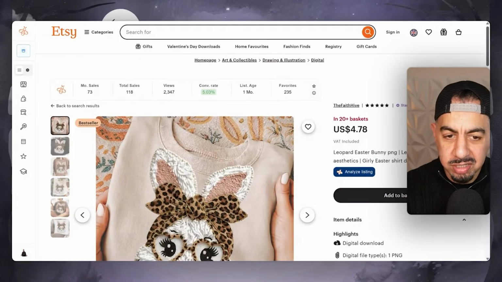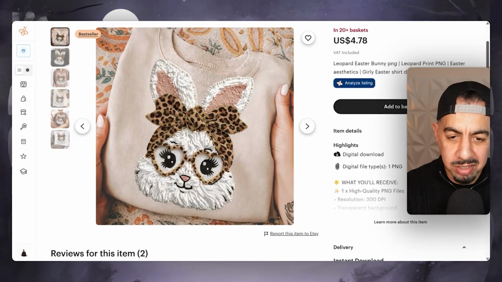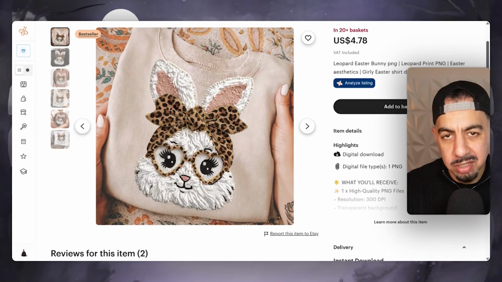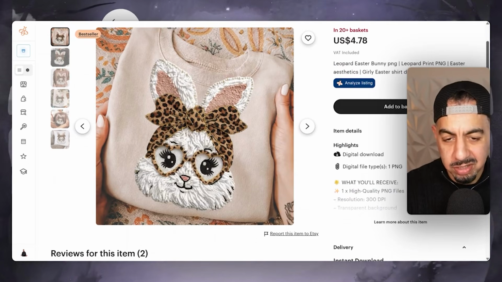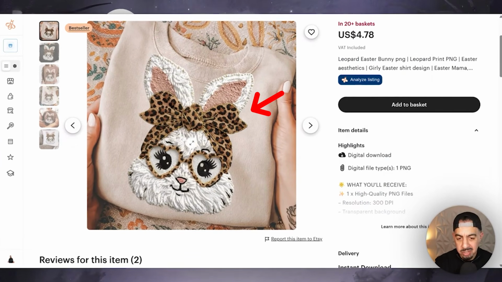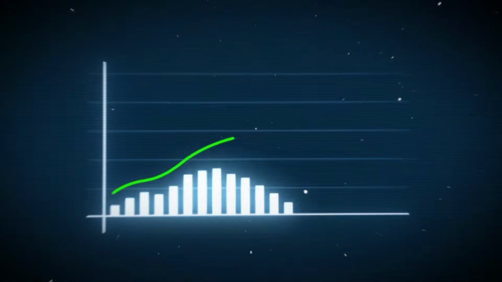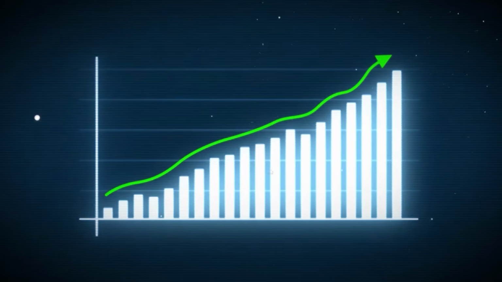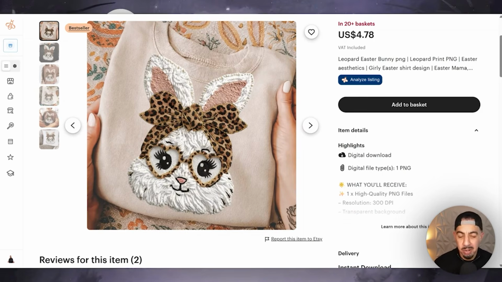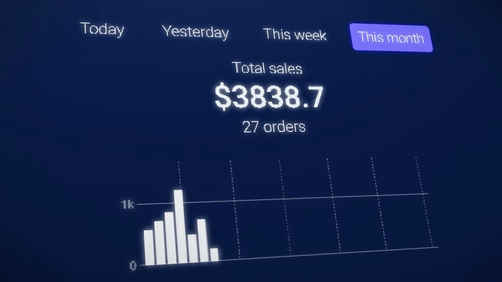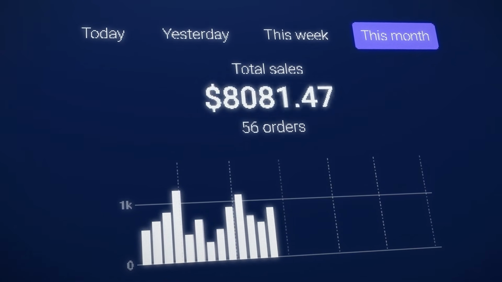Okay, so I'm on this listing and I just want to really study it a little bit. So let me tell you the elements of why this is working. First of all, you've got this coquette bow tie. And as you probably know, coquette bow ties are a trending design style. Bow ties, when you combine them with other elements of the time of the year, always do fantastically well. It does help sell the digital product.